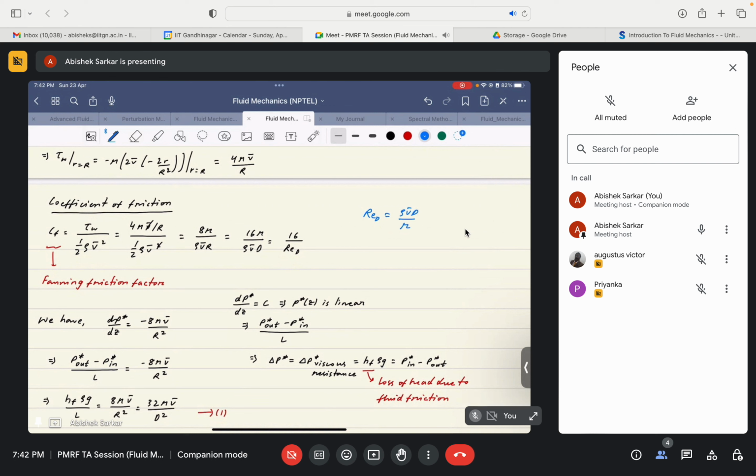Again, out of curiosity, say that instead of dealing with an internal flow, we are dealing with a flow over a flat plate, a boundary layer flow. There also a Reynolds number exists, right? Yes, sir. So how do we evaluate the Reynolds number in that case? We take the length of the plate.